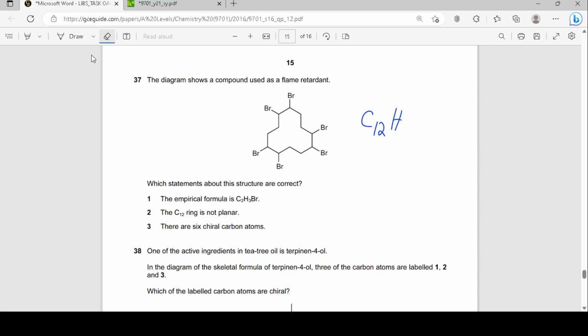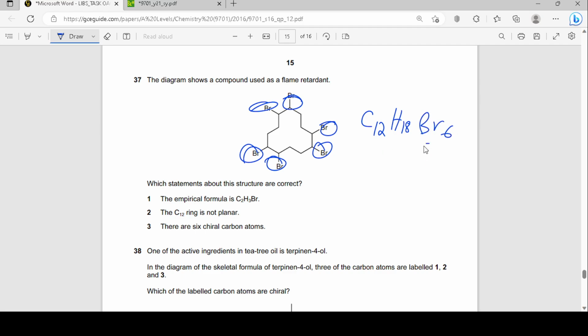So there's one H atom here. So that's 1, 2, 3, 4, 5, 6, 7, 8, 9, 10, then 11, 12, 13, 14, 15, 16, 17, and 18. So it's 18. And how many bromine atoms are there? Okay, 1, 2, 3, 4, 5, 6. So there are 6.